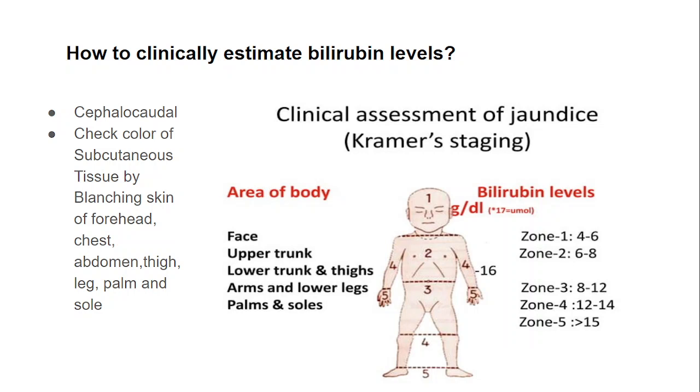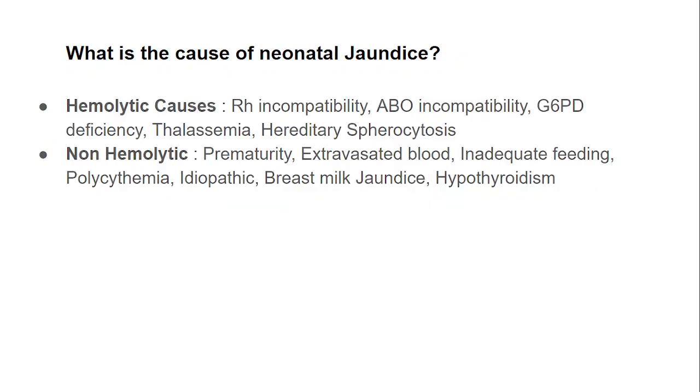The jaundice usually progresses in the cephalocaudal direction, and how it is checked: you have to blanch the skin of the forehead, chest, abdomen, thigh, leg, palm, and sole, and it usually gives a yellowish tinge.